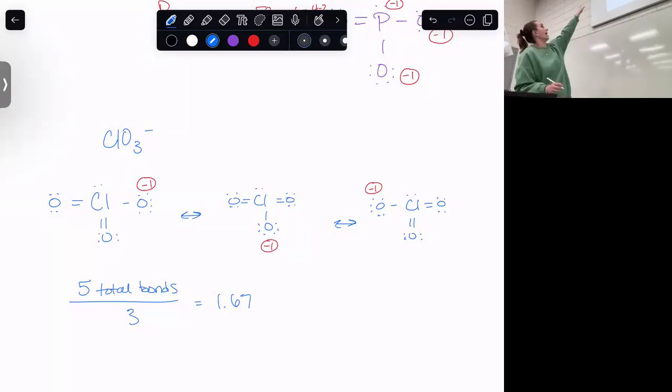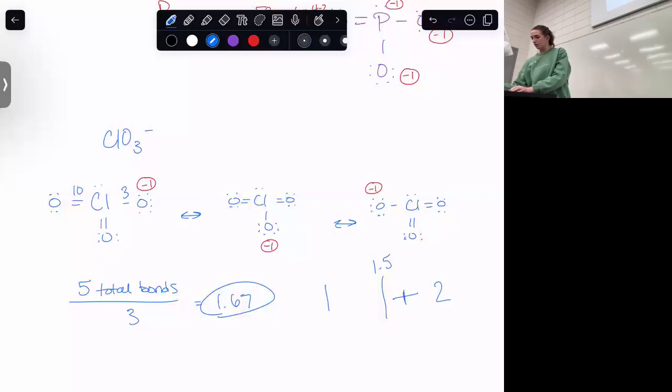If we're looking at the ClO on the left, even if I gave you that this was 10 and this was 3, those were the lengths of them, where do you think the 1.67 bond length would be, closer to your double bond side or your single bond side? It'd be closer to double, right? Because on a number line, we have a single bond and a double bond, and right in the center is 1.5. But we're over here in that 1.67 area, so it's going to be closer to the double bond characteristic than the single bond characteristic.